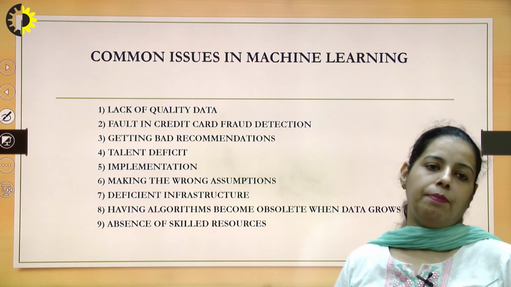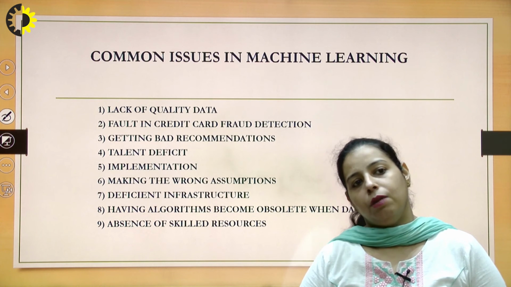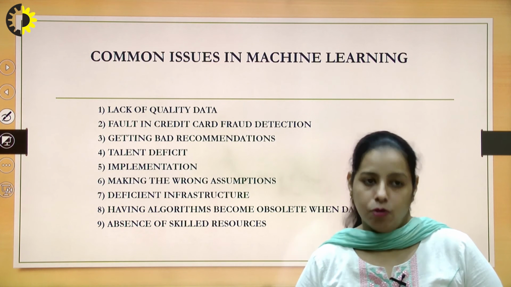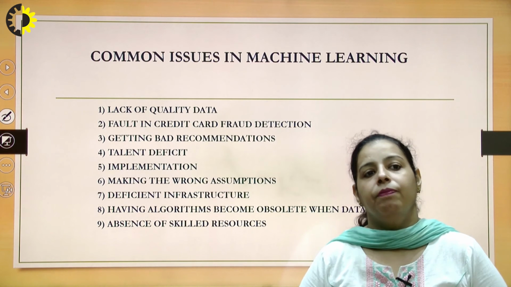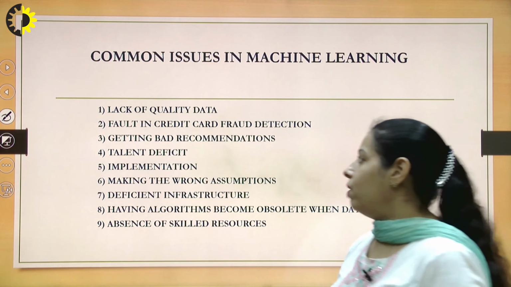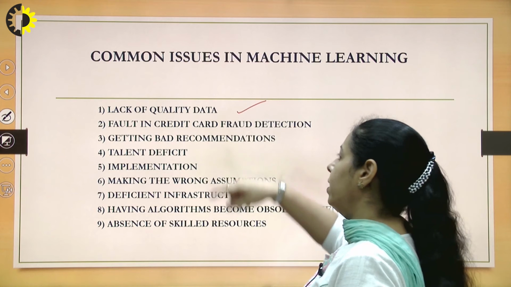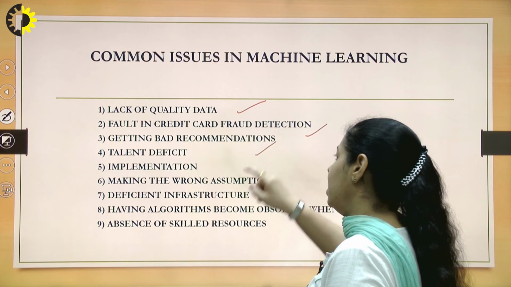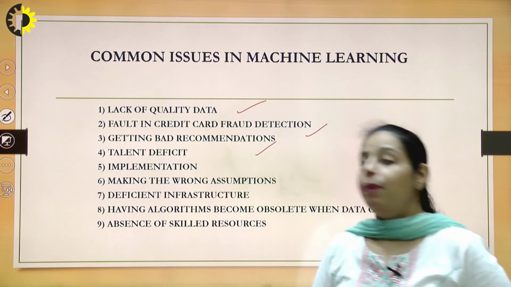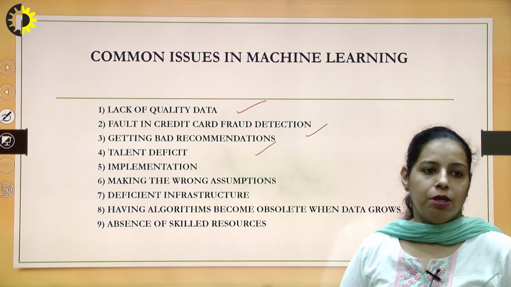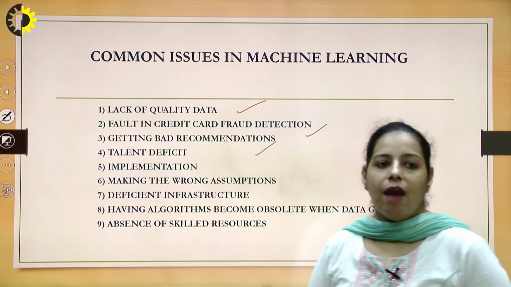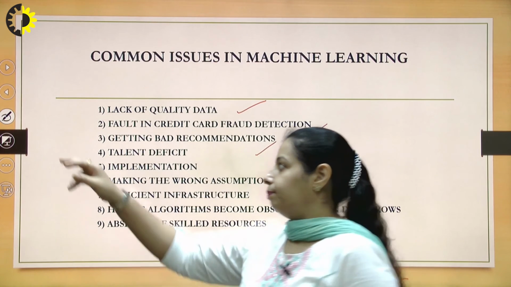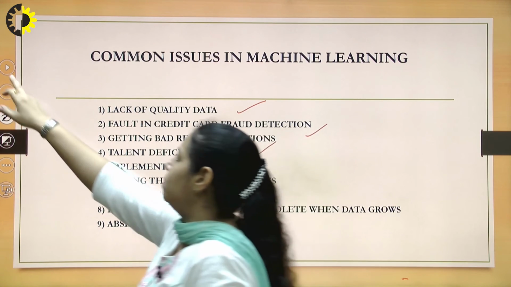Now, the next step is what the actual issues in machine learning are. While designing all these things, machine learning has lots of cons also, apart from its pros. These issues, or we can say drawbacks, are lack of quality data, faults in credit card fraud detection, getting bad recommendations, talent deficiency, implementation problems, making wrong assumptions, deficient infrastructure, algorithms becoming obsolete when data grows, and absence of skilled resources. We look at these problems one by one.